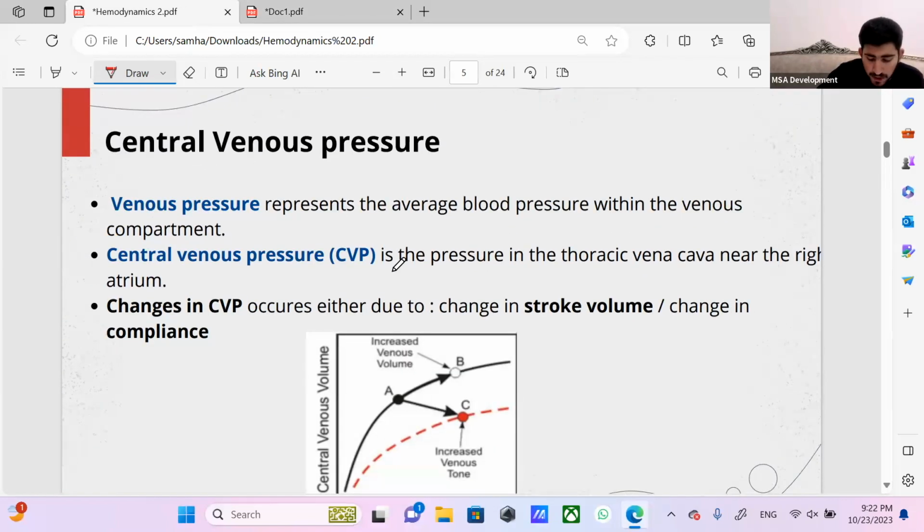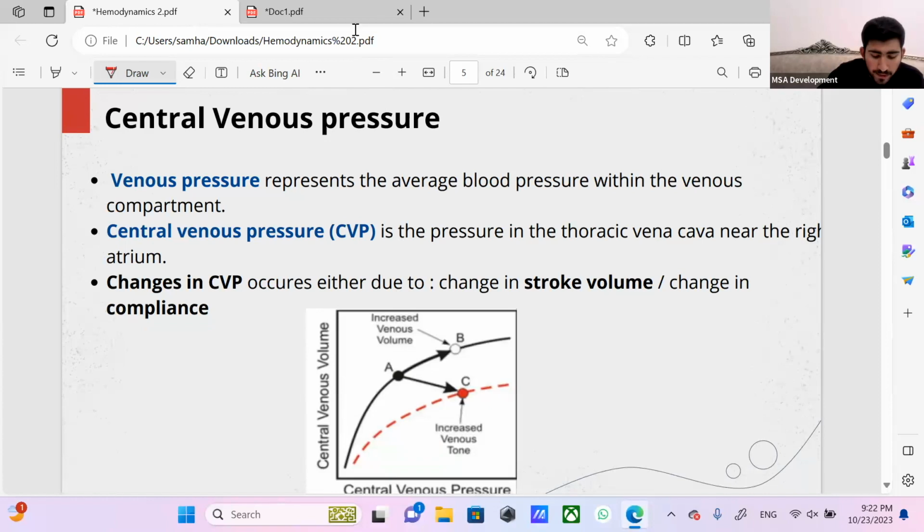Okay, now we will talk about something else called central venous pressure. Now, what is venous, without central? Okay, what is venous pressure? It's the pressure of blood in the veins, because it's venous pressure. So venous pressure is the average blood pressure of the venous compartment. So in all the veins in our body, the average of their pressure is the venous pressure.